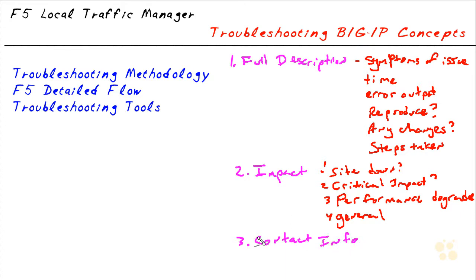Basically, how did I get a hold of you? And number 4 would be any logs or files. And this could be a number of different things. We got a QK view, you got log files, you got any packet traces, any SSL dumps, UCS archives. We've talked about that stuff before.